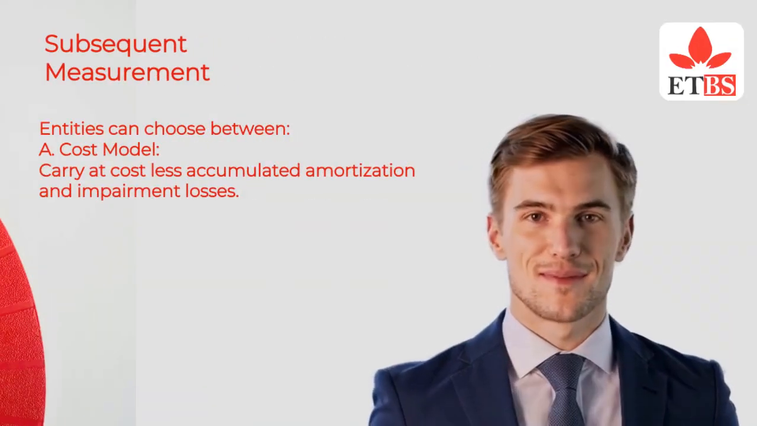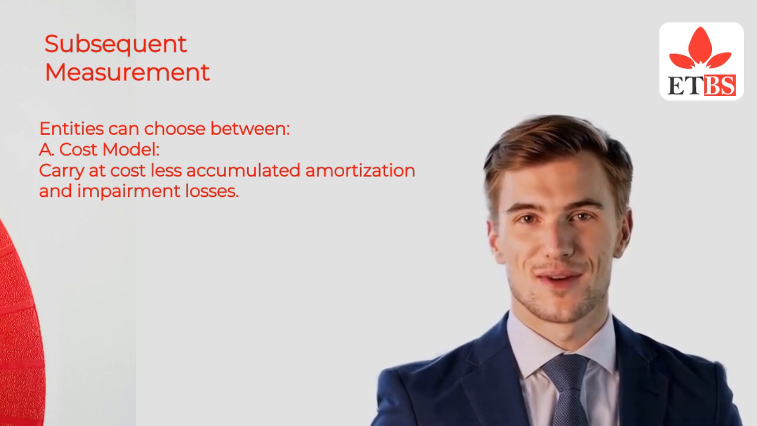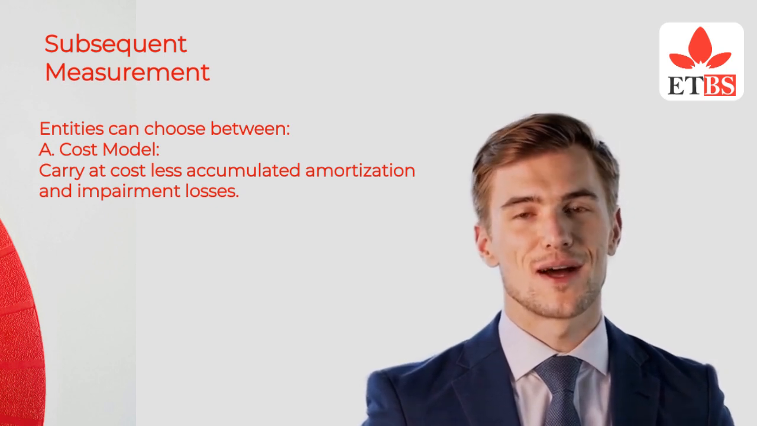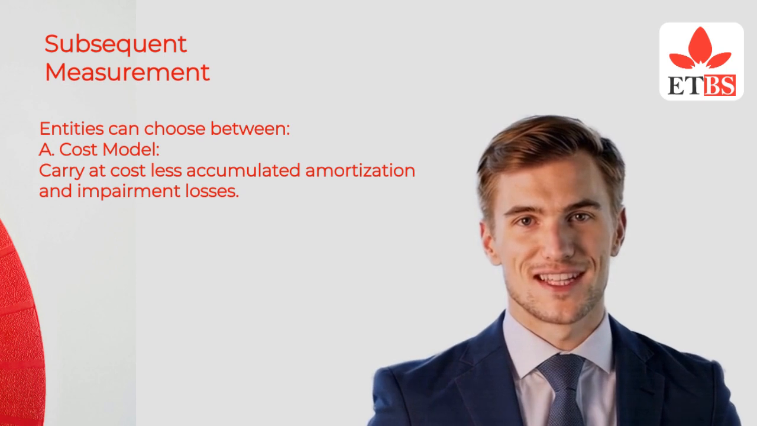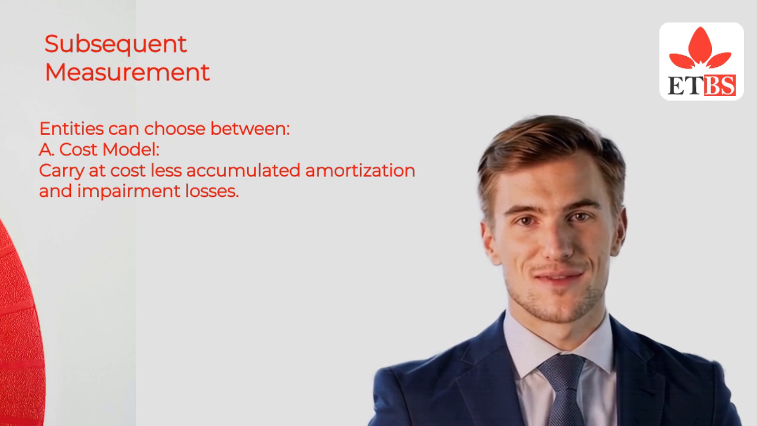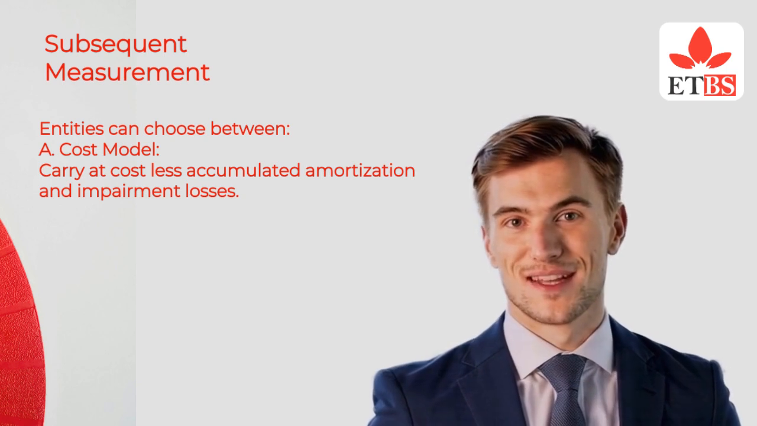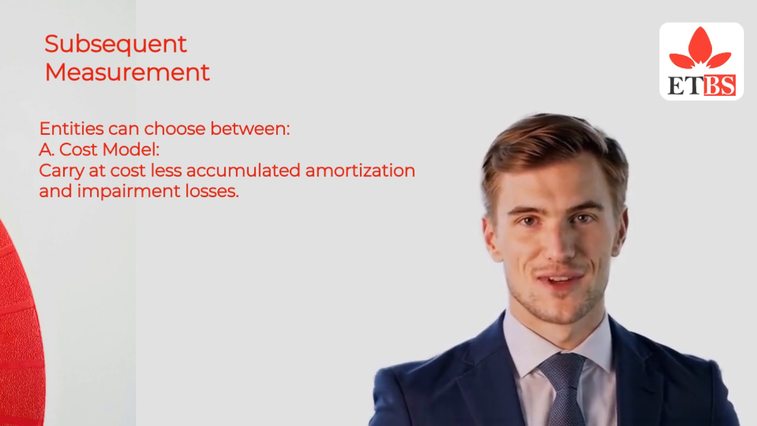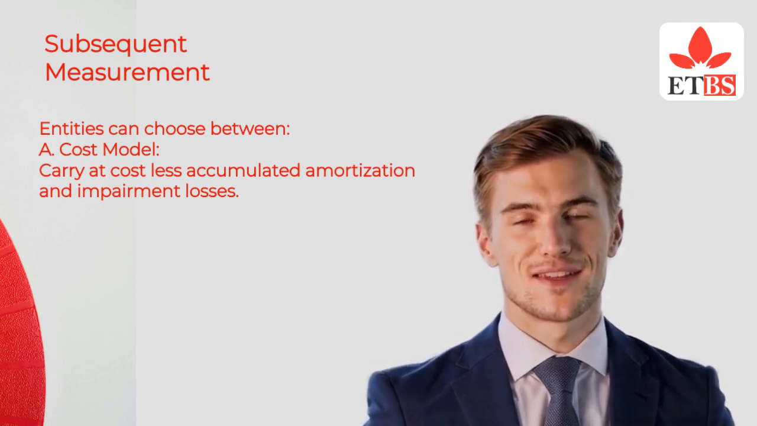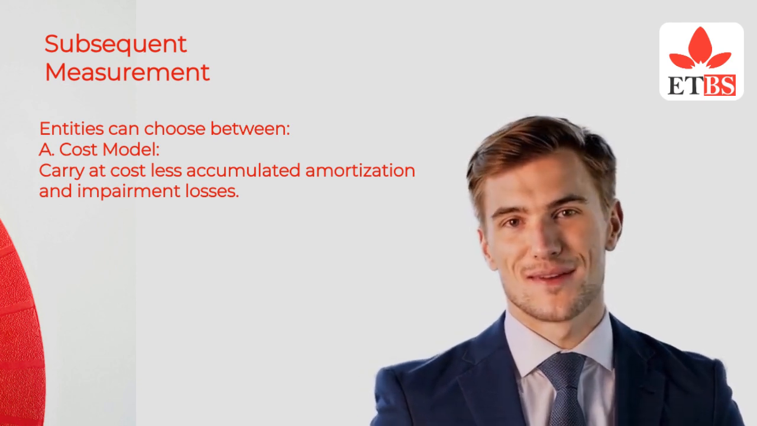Subsequent measurement. Entities can choose between A, the cost model: carry at cost less accumulated amortization and impairment losses. B, the revaluation model, only if an active market exists: carry at fair value less amortization and impairment losses. Revaluation increases go to other comprehensive income, OCI. Decreases go to profit or loss, unless reversing a previous increase. However, for most intangible assets, e.g., patents, trademarks, active markets rarely exist, so the cost model is more commonly applied.